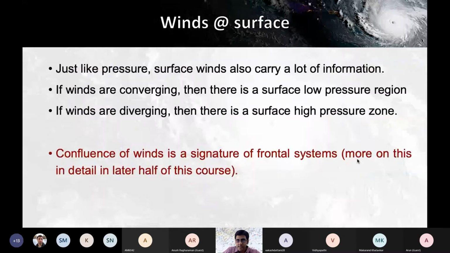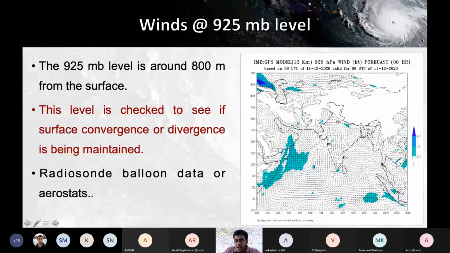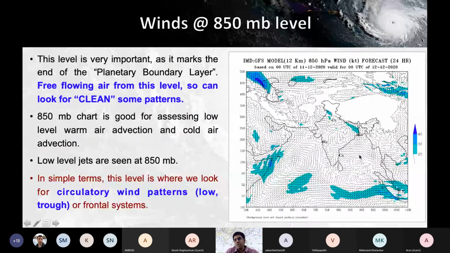If you look at these westerly winds, you see they are blowing straight. As they blow straight, they don't do much. They don't lead to formation of clouds. So what I'm looking for are trough patterns or circulatory patterns, like the low pressure which formed in the Arabian Sea and gave unseasonal rains to parts of Maharashtra and Gujarat, and even Goa. At 850 millibar, I can actually see these clean patterns.